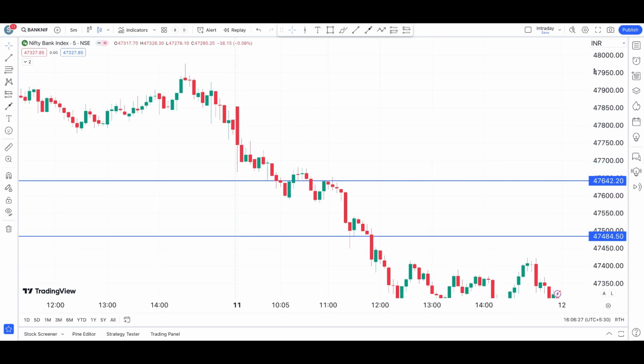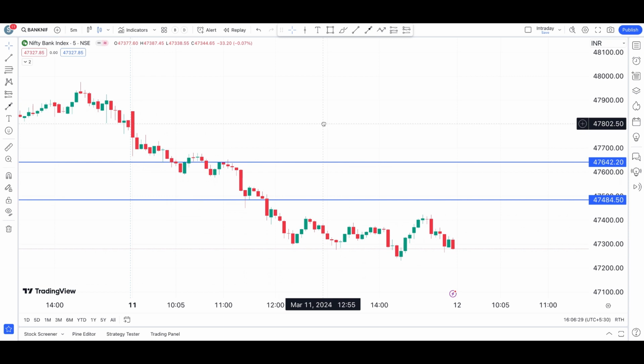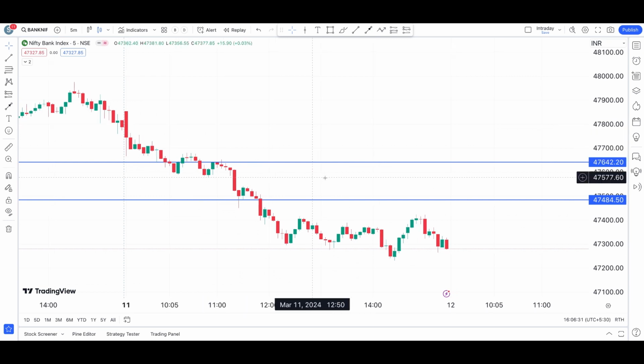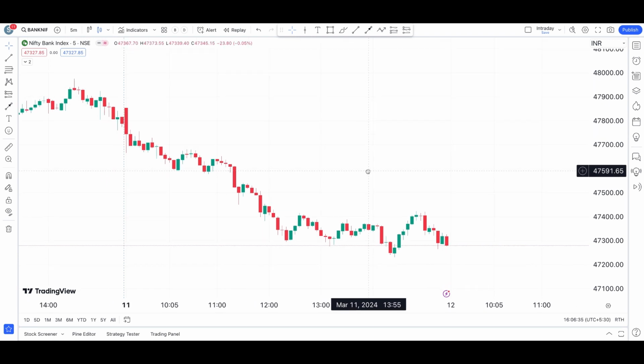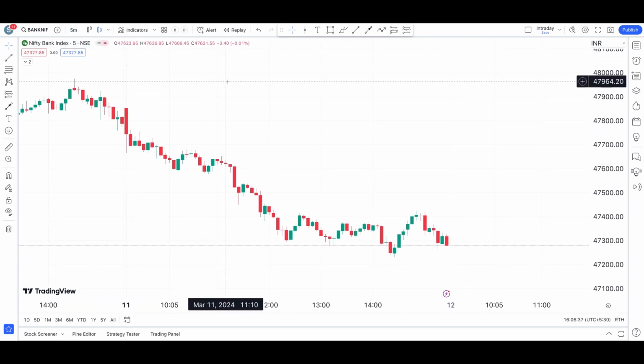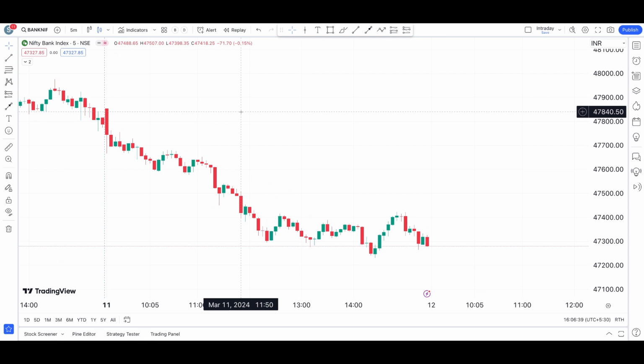So that's it about today's price action of Bank Nifty. Now let's remove all these drawings and switch to our daily time frame to see how Bank Nifty is likely going to perform for the next coming days.